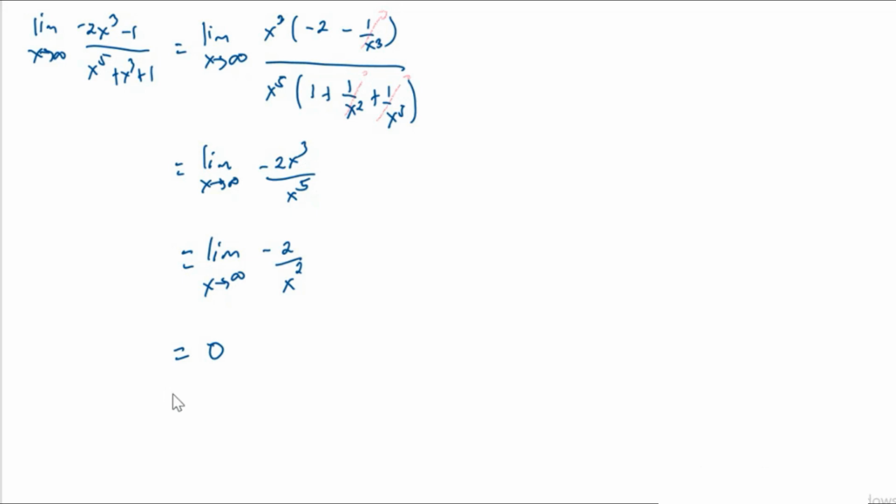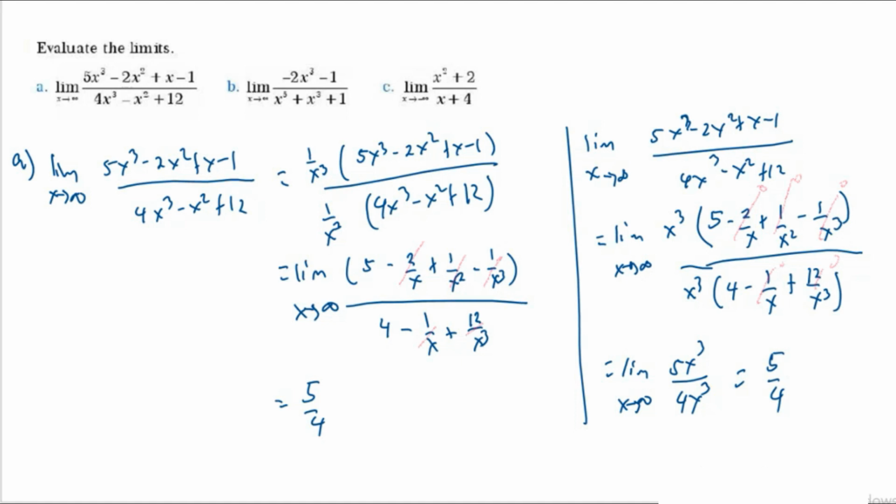And for letter C, the limit of x squared plus 2 all over x plus 4 as x approaches negative infinity. So I will try to write it down here. Now we apply the same rule. Let's factor out first the highest exponent in the numerator. So we have the limit as x approaches infinity. The highest exponent here is x squared, and then we have to divide.